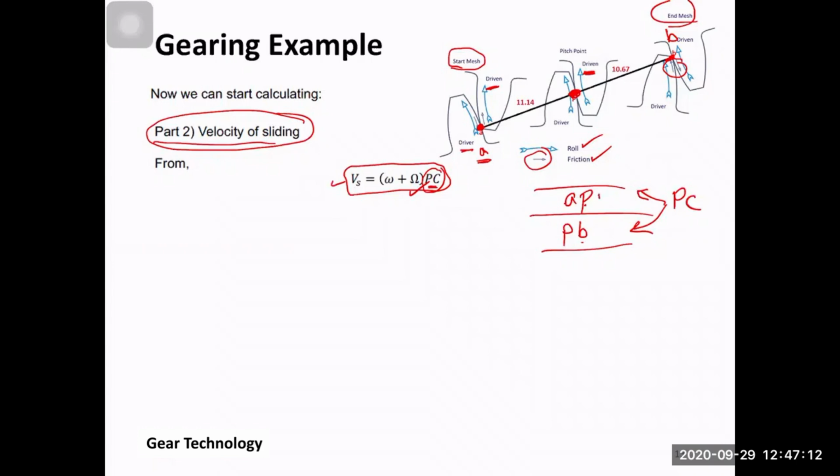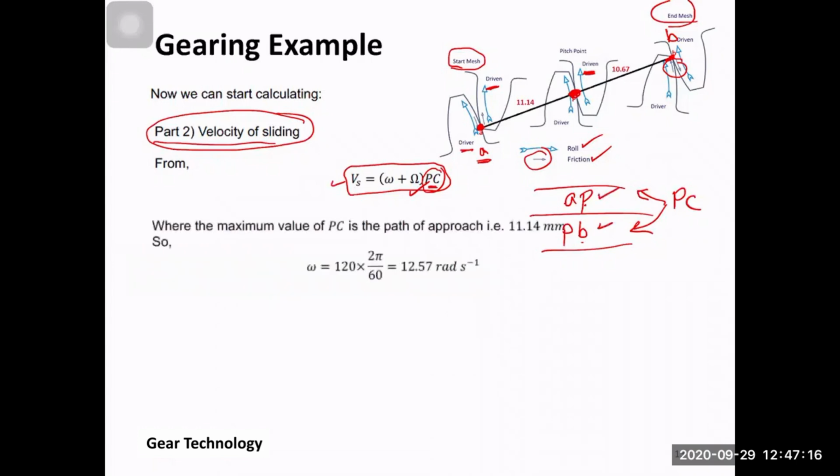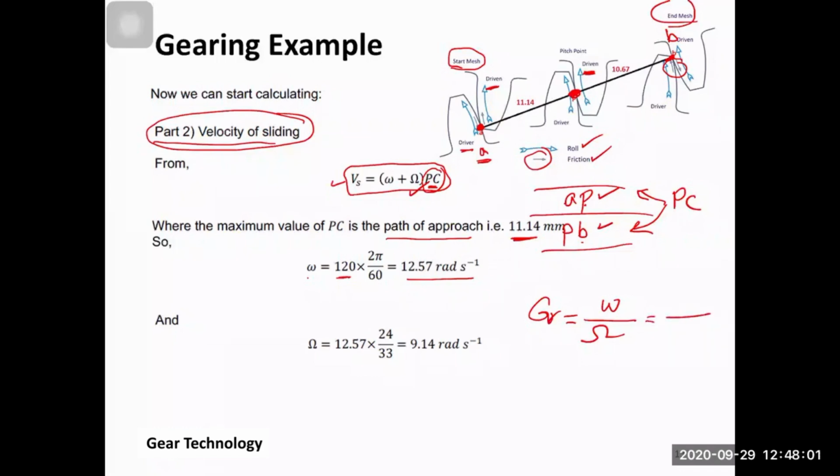So in this case, we have already calculated both lengths, AP and BP, on the previous slide. You'll figure out that the path of approach, which is AP, is 11.14, and it's larger than the distance PB, right? So omega in this case is equal to 120, which is the RPM of the pinion, multiplied by 2 pi divided by 60 to convert it from RPM to radian per second. Then we can use the gear ratio. You remember the gear ratio is equal to omega divided by capital omega, and at the same time, it is equal to the ratio between the number of teeth on the gear and the number of teeth on the pinion.